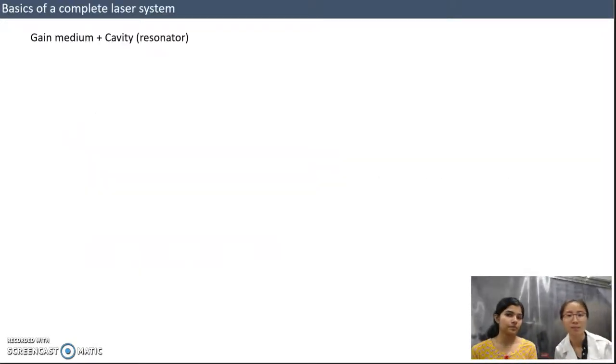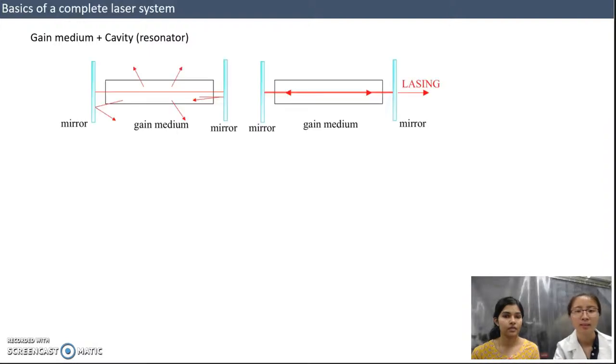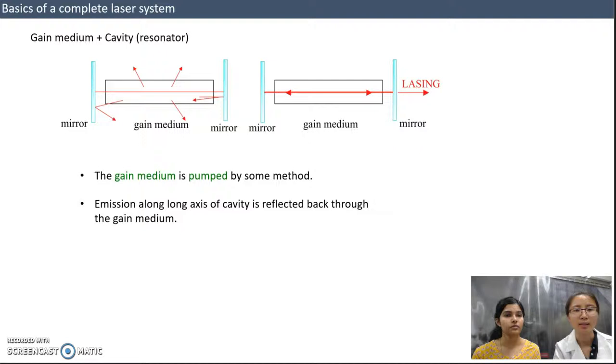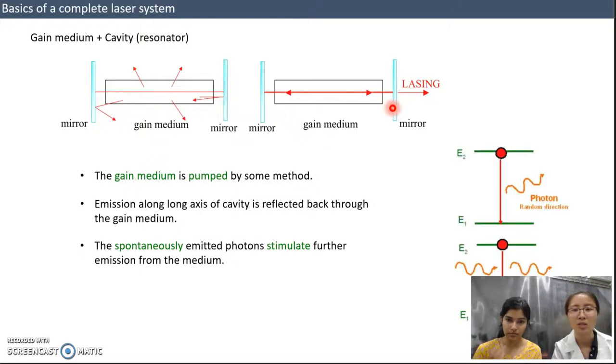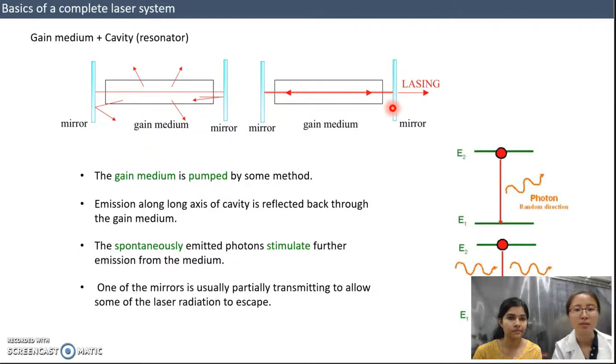Okay. So some quick background about a laser. For a laser to work, generally it needs a gain medium and a cavity. This is what it looks like: you have a gain medium and two mirrors on the left and right hand side of the gain medium. The gain medium is pumped by some method, either electrical or optical. The DFB laser we're handling here is pumped by an electrical method. The emission along the long axis of the cavity is reflected back through the gain medium. The spontaneous emission photons stimulate further emission from the medium. So this is the spontaneous emission, and this is the stimulated emission. Now, one of the mirrors is usually partially transmitting to allow some of the laser radiation to escape so that it can be coupled to a fiber optic.